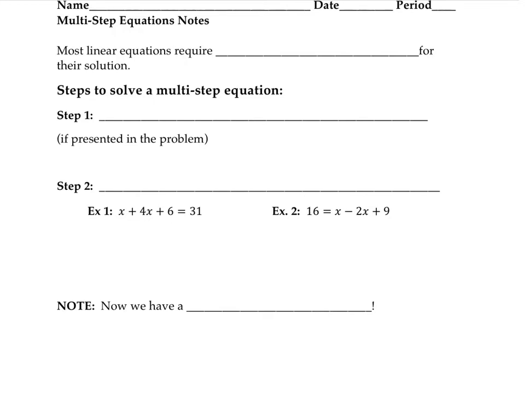So most linear equations require more than one step for their solution. So multi-step equations require more than one step for their solution. So here's some steps to solve multi-step equations.